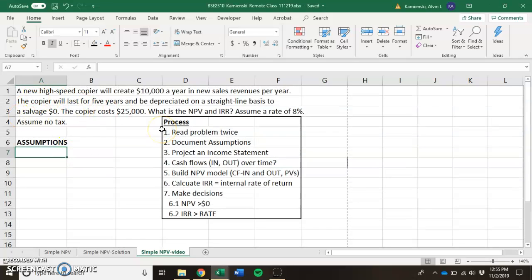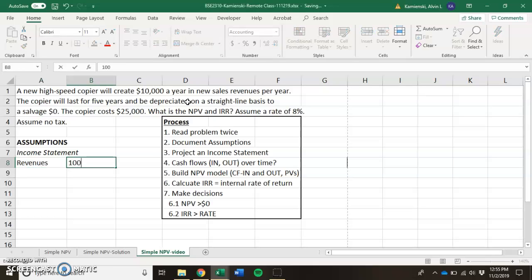Solve this problem on your own; the process listed here is helpful. So step 1 in documenting our assumptions: the high-speed copier will create an income statement related item that we know as revenues, new revenues of $10,000 per year.